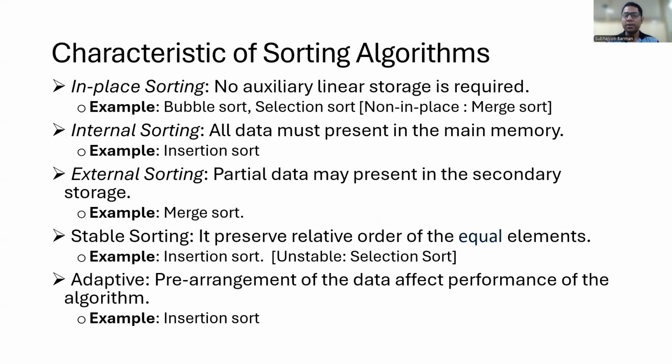Primary storage means the RAM, right? So if it is not possible to store the entire data within my RAM, then it is not possible to apply internal sorting algorithms on those data.